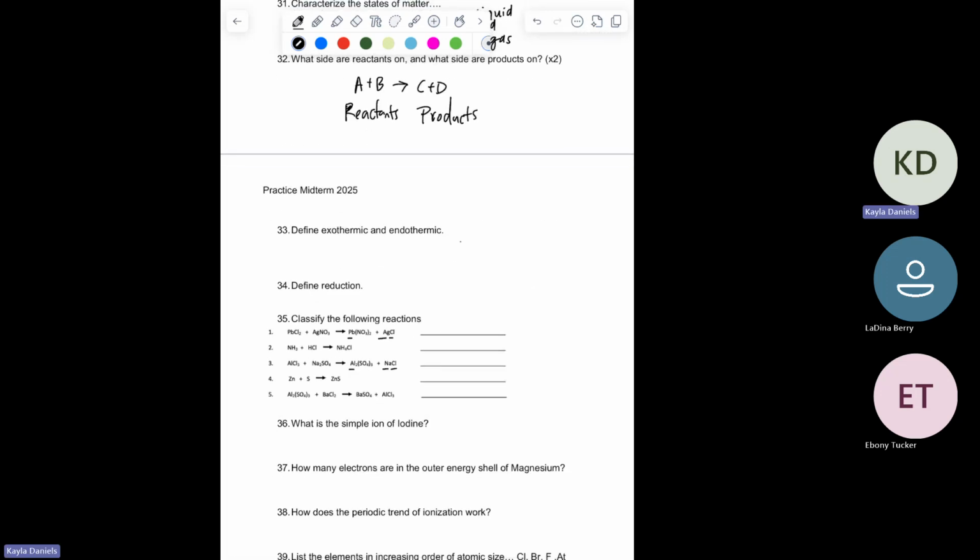Exothermic and endothermic. I can't remember if we talked about this. Exothermic is when heat leaves a reaction, or it's on the product side. Oh yeah, we did talk about this. Heat leaves, so it's exo, heat exiting. Endo, heat going in, heat entering, and heat's on the reactant side. Reduction, we just need to know the definition of it, and it's when you are gaining electrons.